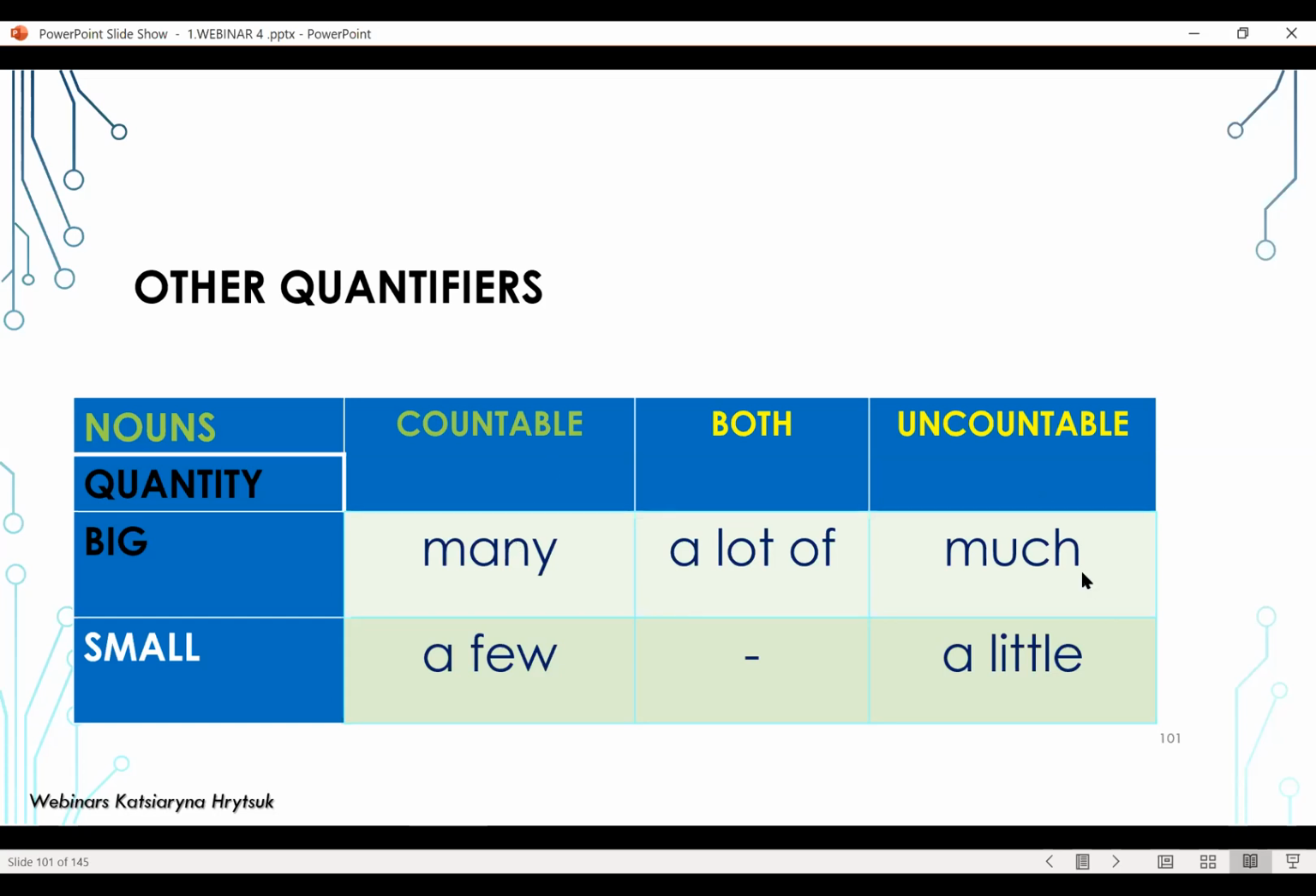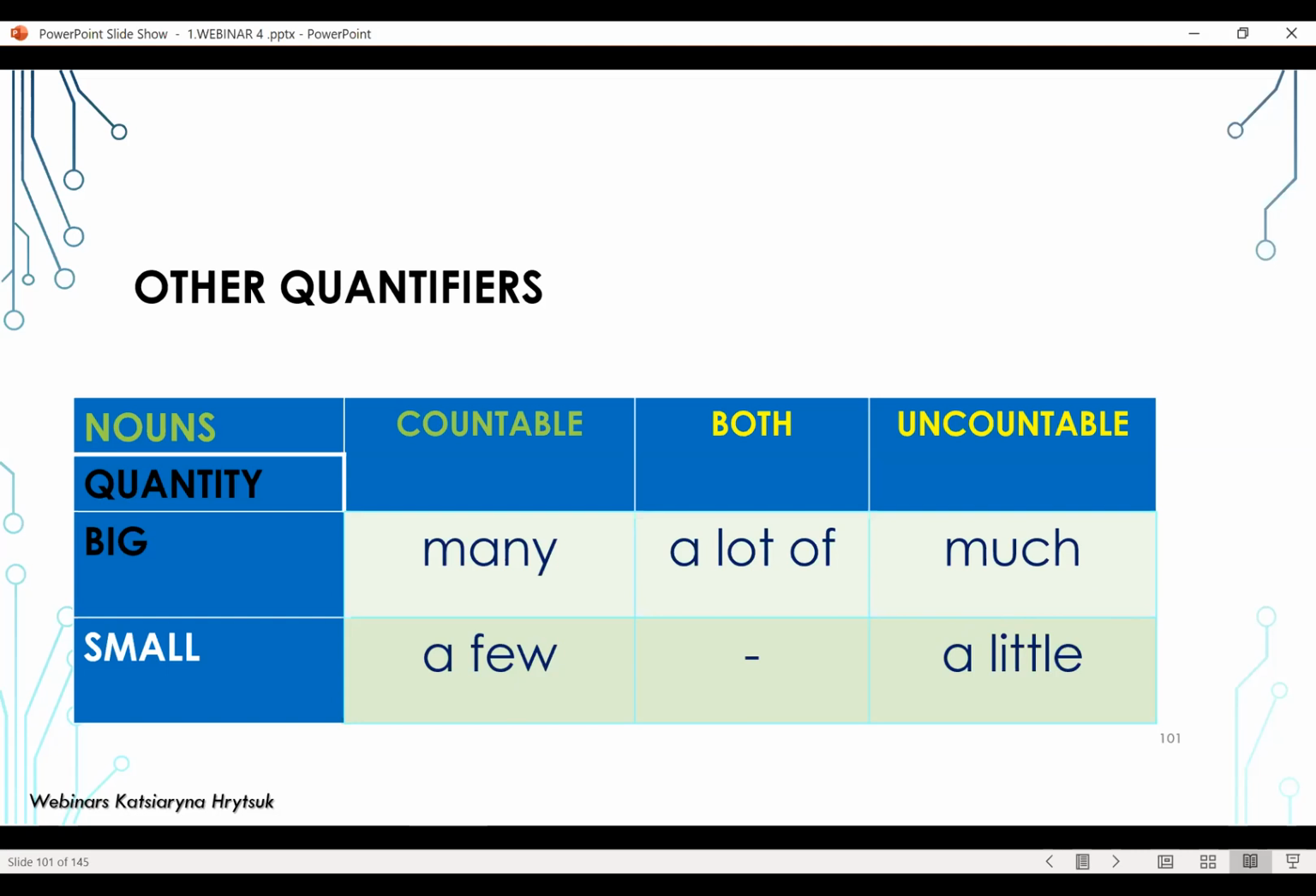This is very nice, because if you don't know what to use, you can say a lot of something and it's perfect. But if you talk about something small, you have to understand where you can use a few and where you can use a little. So when do we use a few? Countable. And a little? Uncountable.